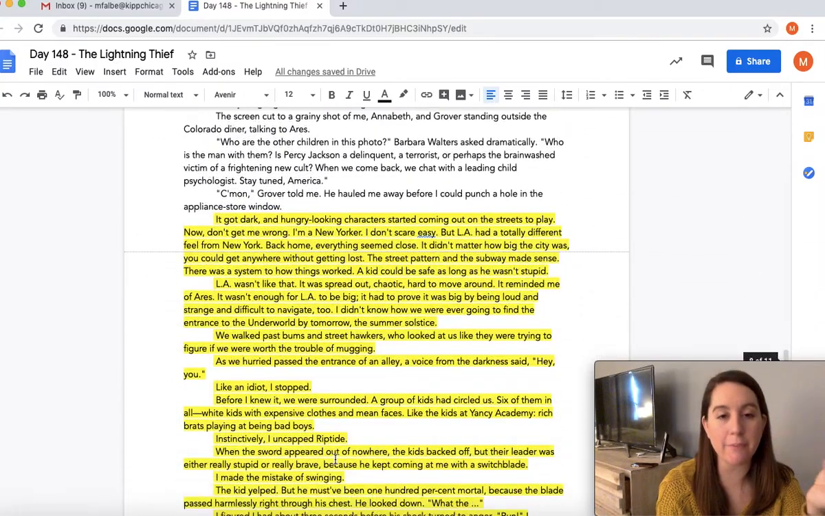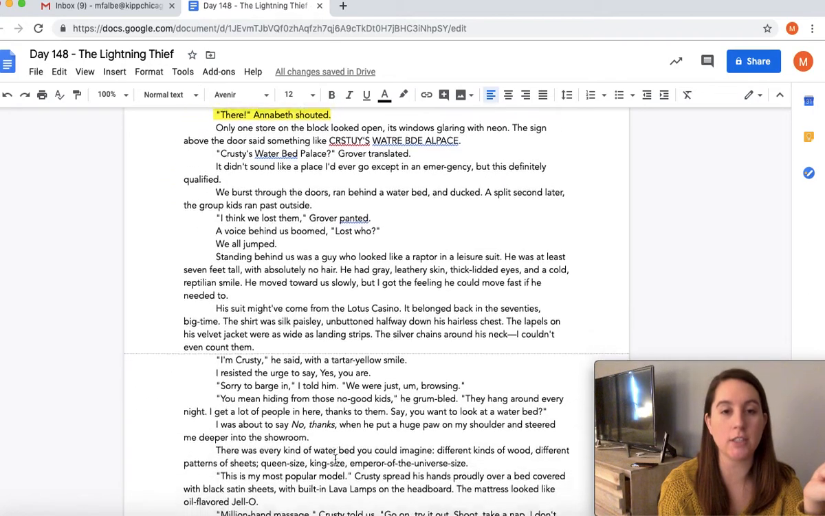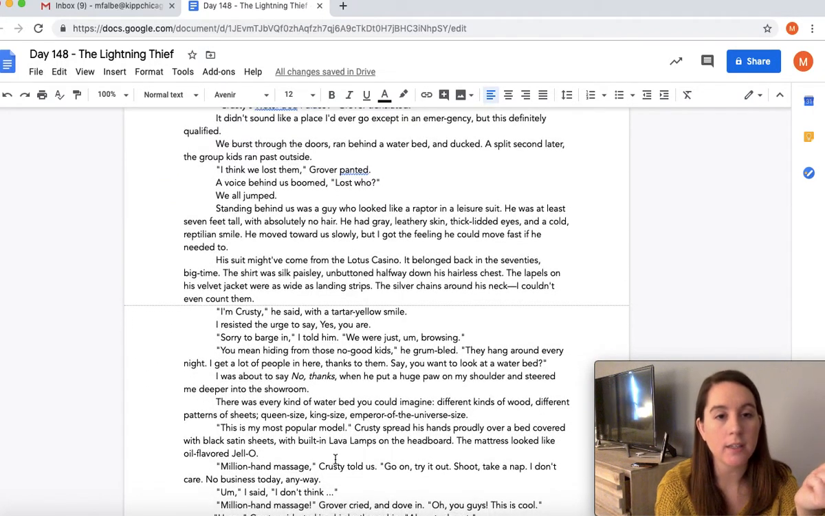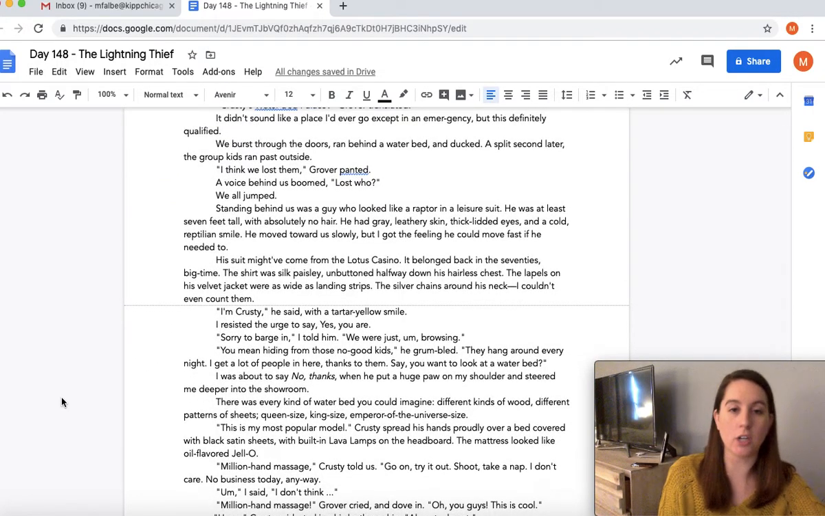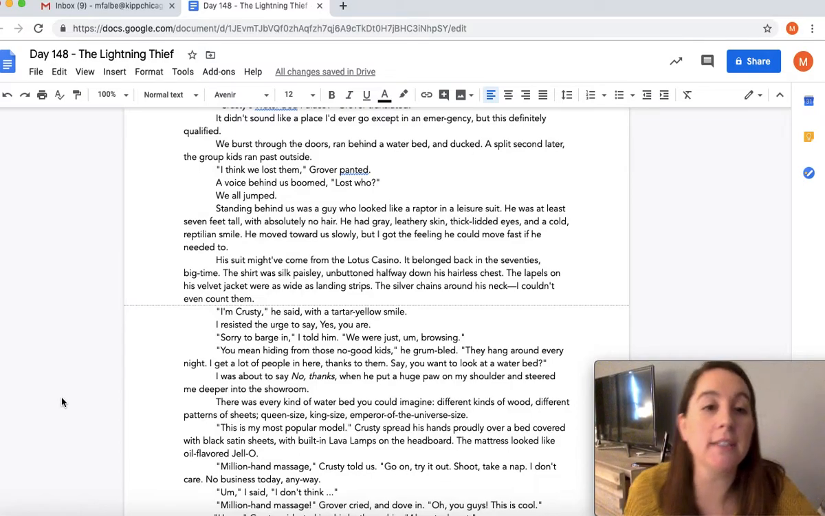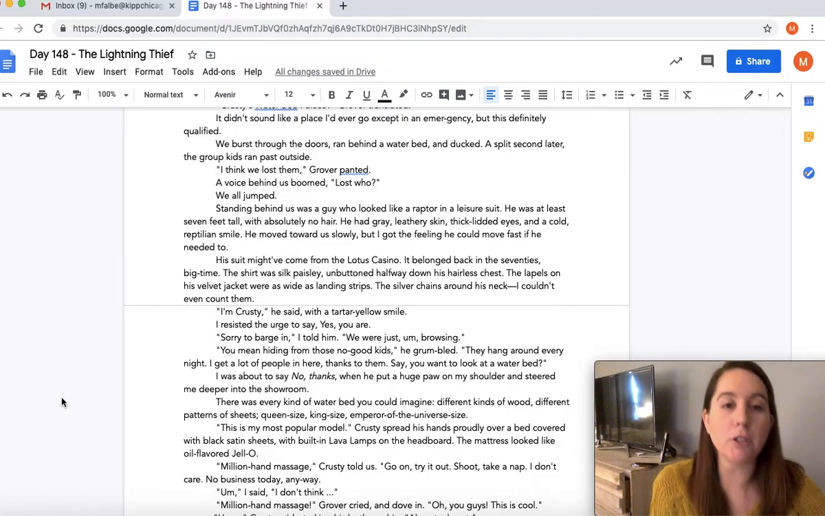So they've gotten away from the kids, and now they're at this place called Krusty's Waterbed Palace. It didn't sound like a place I'd ever go, except in an emergency, but this definitely qualified. We burst through the doors, ran behind the waterbed, and ducked. A split second later, the group of kids ran past outside. "I think we lost them," Grover panted. A voice behind us boomed. "Lost who?" We all jumped.